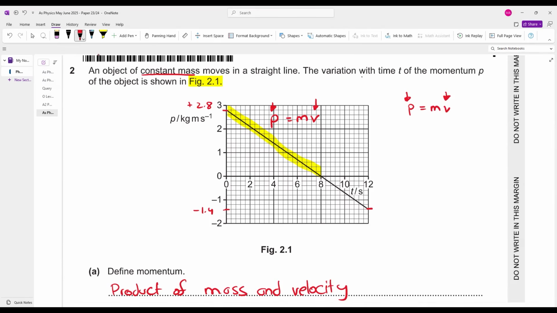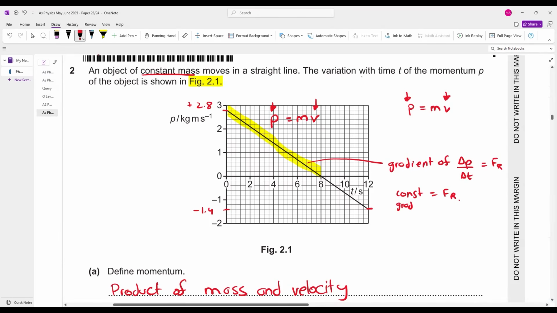Simple as that. Next up, can you also realize that the gradient of momentum time is equal to the resultant force? This gradient is constant. That means the resultant force is constant. अगर रिजल्टेंट फोर्स कांस्टेंट है बेटा, इसका मतलब क्या? देखो, फर्स्ट ऑफ ऑल मुझे पता है ग्रेडियंट ऑफ मोमेंटम टाइम ग्राफ इज इक्वल टू रिजल्टेंट फोर्स. द ग्रेडियंट इज कांस्टेंट. दैट मींस रिजल्टेंट फोर्स इज कांस्टेंट.